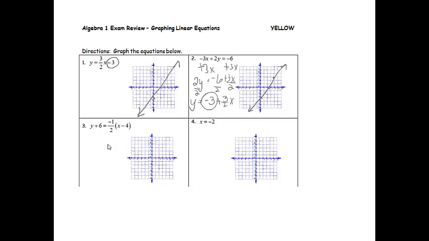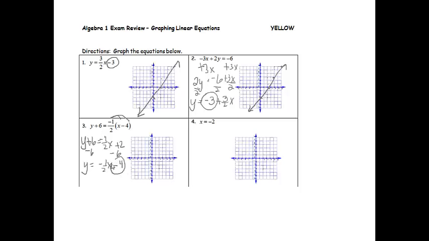All right, problem 3. Again, we want it to say y equals, so the first thing we need to do is get rid of those parentheses by distributing. So I'm going to have y plus 6 equals negative 1/2 times x is negative 1/2 x. And then negative 1/2 times negative 4 is going to be positive 2. Again, to make this say y equals, we're going to subtract 6 from both sides. So I'll get y equals negative 1/2 x, 2 minus 6 is minus 4.